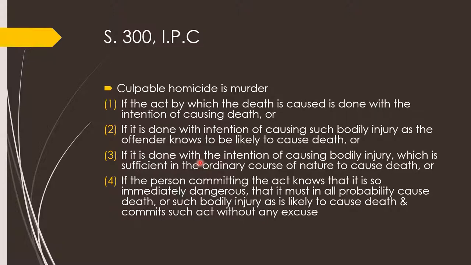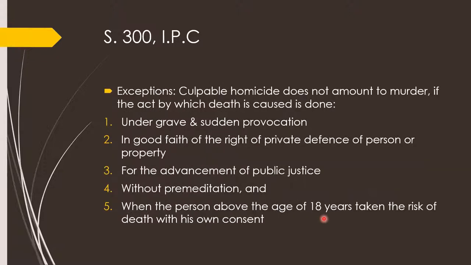So the third point is, if the assailant is causing a bodily injury and he knows that this type of bodily injury will in the ordinary course of nature cause a slow death, or death after some time, that is to be proved. And if the person committing the act knows that the act is so immediately dangerous that it must in all probability cause death, or such bodily injury as to cause death, and commits such act without any excuse. So this is the definition given for murder in section 300 IPC.